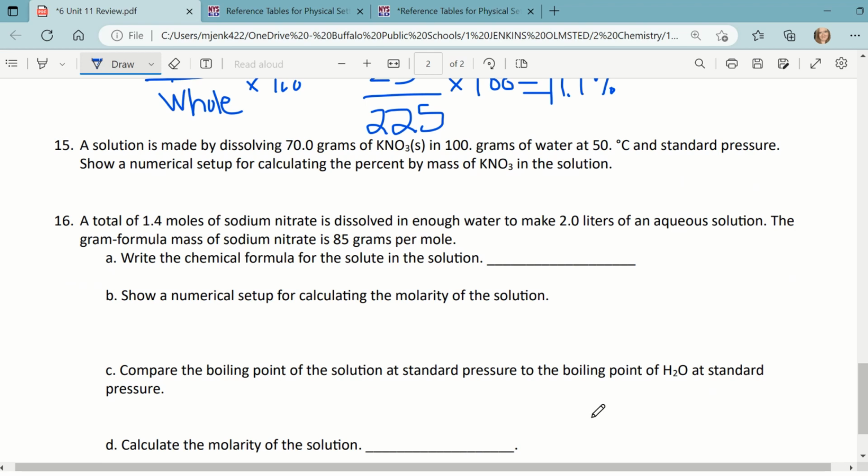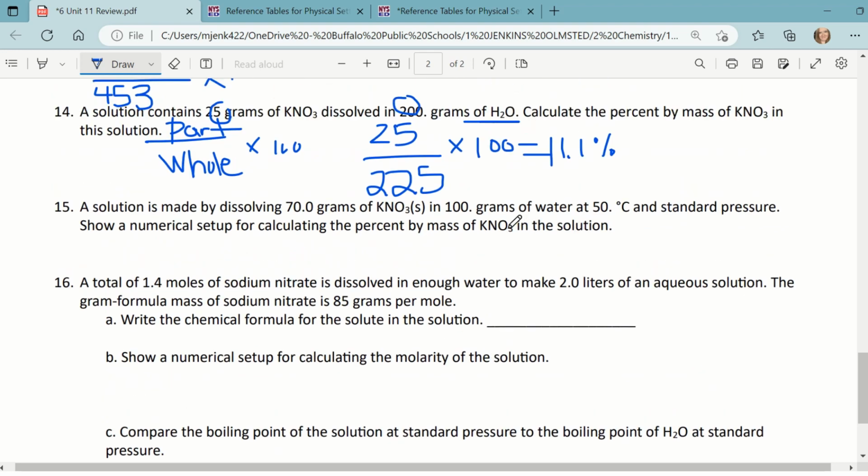All right, a solution is made by dissolving 70 grams of KNO3 in 100 grams of water. Show a numerical setup for calculating the percent by mass. So I don't need to do the whole thing, I just need to set it up. What is the mass of the part? 70 grams. What is the mass of the whole thing? The water and the KNO3. So 170. But then I can't forget the times 100. And that's done. I could do this: just 70 divided by 70 plus 100 times 100. And that would be fine.